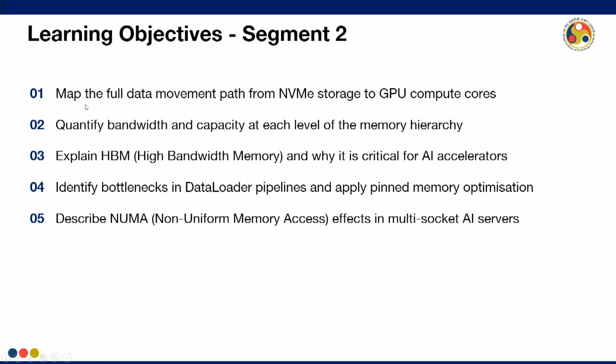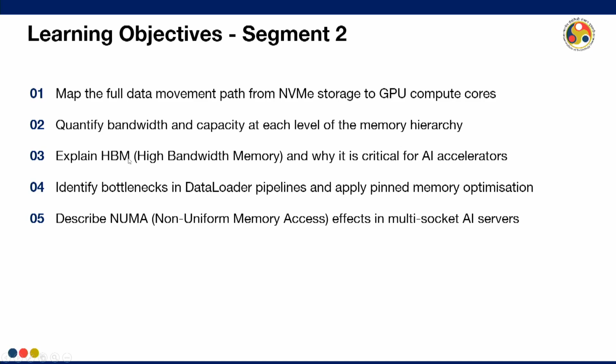After this segment, we'll learn the full mapping of the data movement path from the storage to the GPU compute core. One such storage is NVMe, non-volatile memory. So we'll talk about this. Also, we'll see how to quantify the bandwidth and the capacity at each level, because if you zoom out, you will see there are several levels of memory hierarchy, right? So exactly what are the levels' performances and how this affects the entire performance of the AI workload.